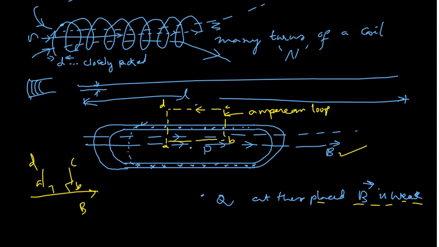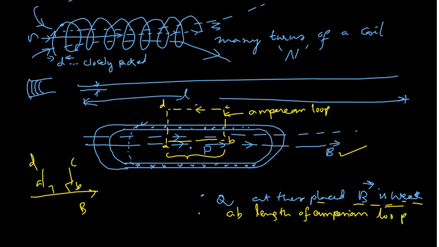Okay? So out of all these things, we only need to know about the length of the Amperian loop. This is AB. This is the length of the Amperian loop. This is the effective length, because all of the other part is 0. We don't need to bother about it.